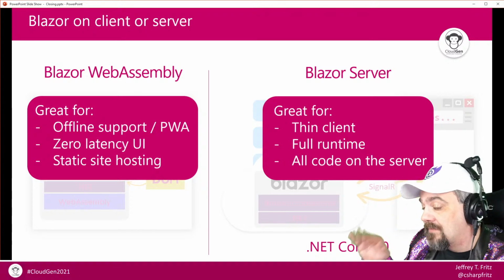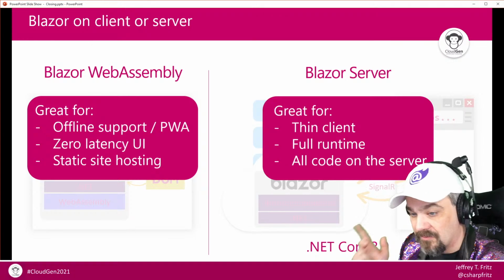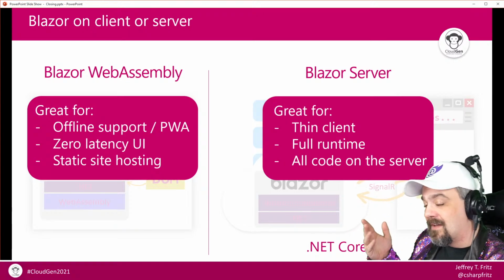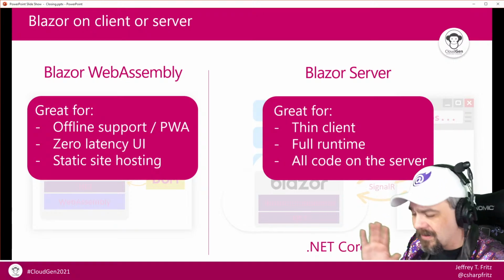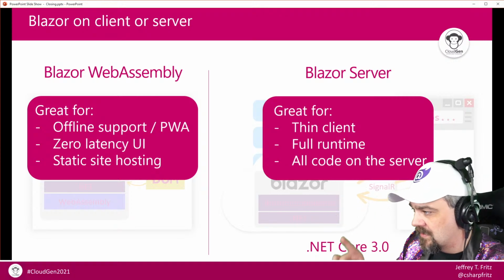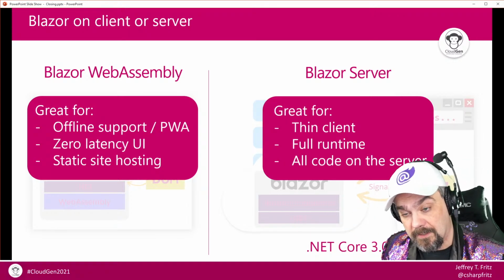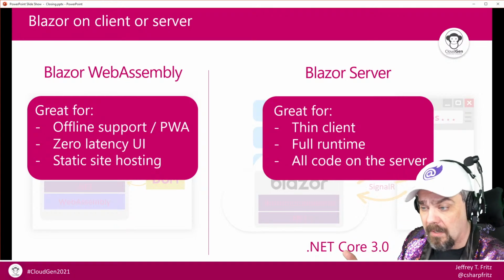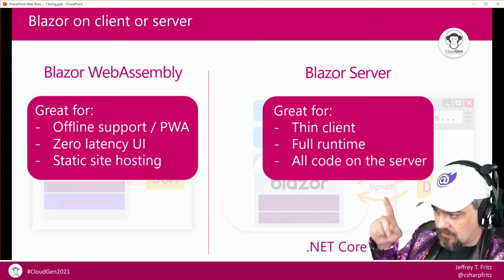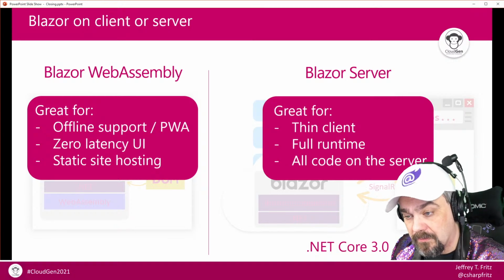Blazor Server, though, is great if you want a thin client. You want to deliver just the HTML, just the things needed to render the web page. If you need access to a full runtime and you want to have all of your code running on the server, you don't want to publish code out there so that folks can access and interact with it. Maybe you have some sort of a verified system, some interactions where you need to make sure that nobody can touch the application that's running this. You can do that with Blazor Server because all of your business logic lives on the server.